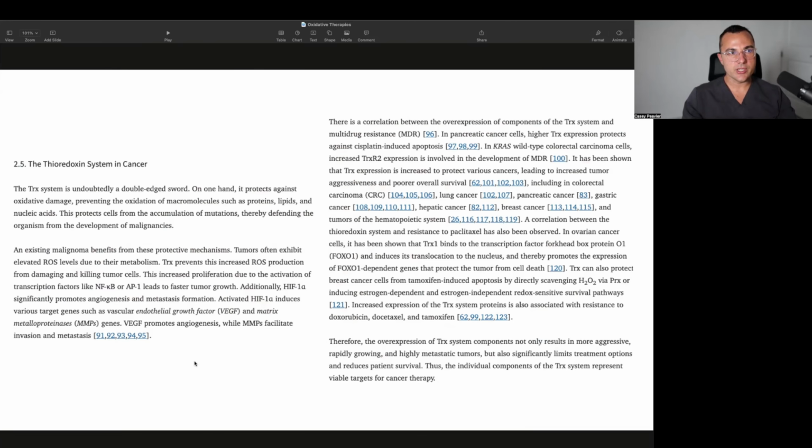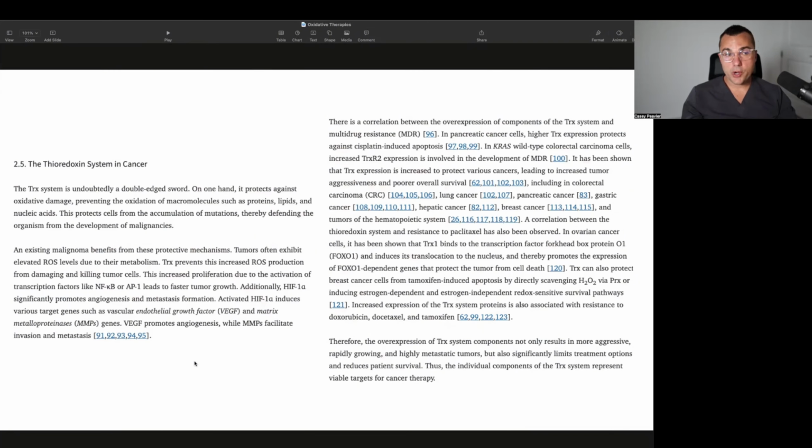In ovarian cancer cells, it has been shown that TRX binds to the transcription factor forkhead box protein O1, FOXO1, and induces its translocation to the nucleus and therefore promotes the expression of FOXO1-dependent genes that protect the tumor from cell death. TRX can also protect breast cancer cells from tamoxifen-induced apoptosis by directly scavenging hydrogen peroxide via PRX or inducing estrogen-dependent and estrogen-independent redox-sensitive survival pathways. Increased expression of the TRX system proteins also is associated with resistance to doxorubicin, docetaxel, and tamoxifen.